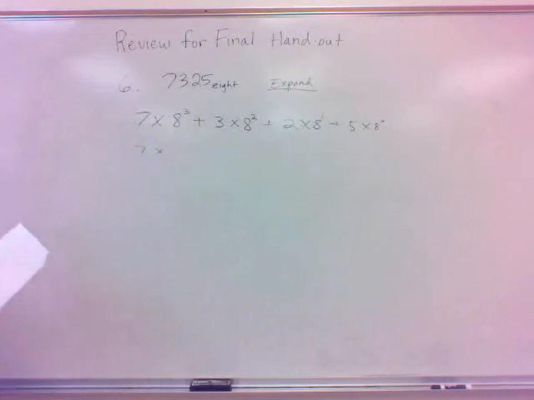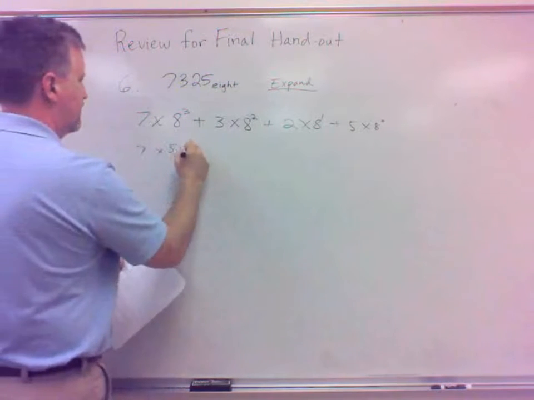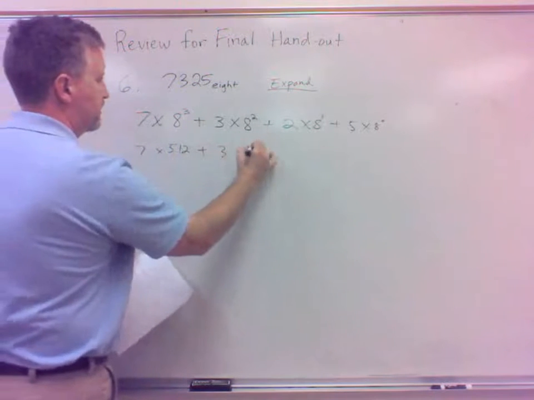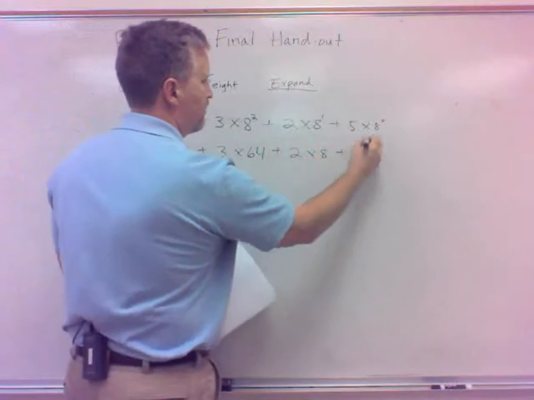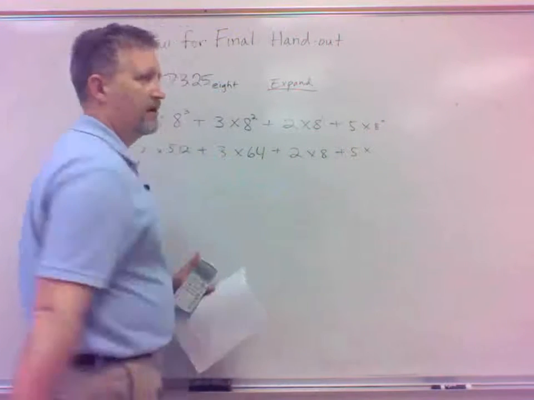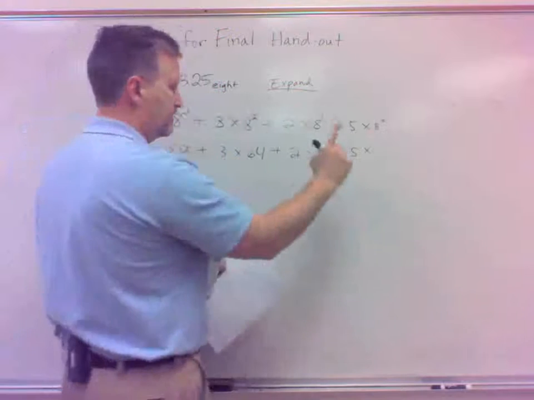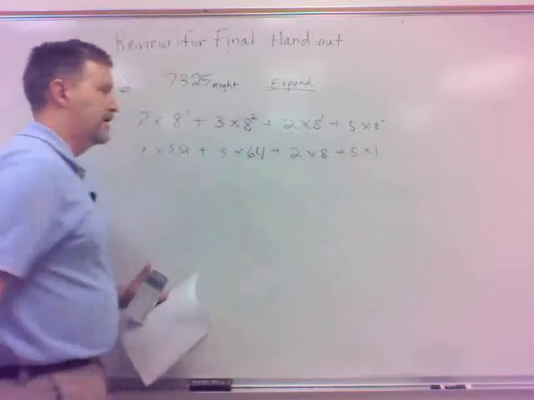I'll go ahead and write down the power. All right, so 8 to the 3rd. 8 to the 3rd is 512. Yeah, I knew that. 3 then is times 64. And then 2 is times 8. And then what about the 0 power? What's the 0 power of 8? Anything to the 0 power is 1.